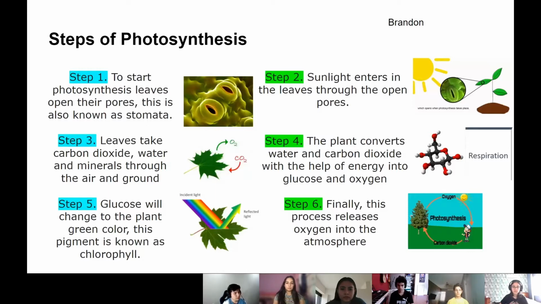Step 5. Glucose will change the plant's green color. This pigment is known as chlorophyll. Step 6. Finally, this process releases oxygen into the atmosphere.